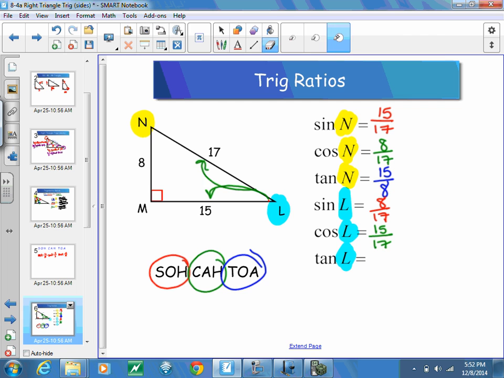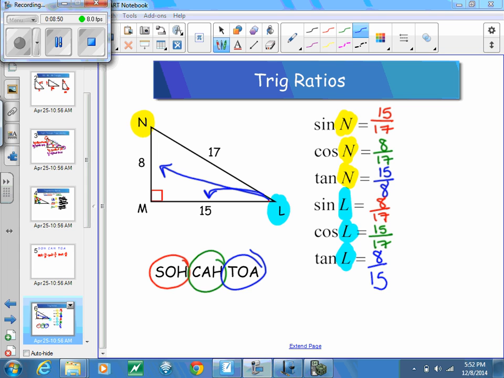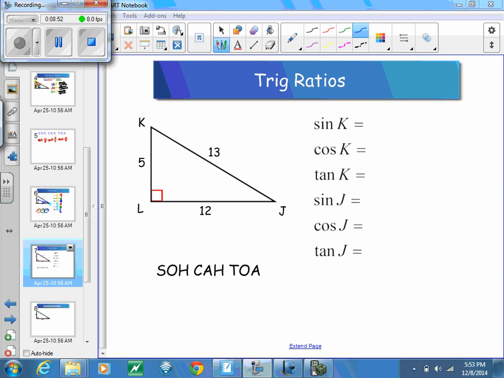And then the last part here is working with your tangent. And our tangent is going to be our opposite over adjacent. So opposite is 8, adjacent is 15, so my ratio is 8/15. One more chance to just look at another example here. I'm going to go through this fairly quick.